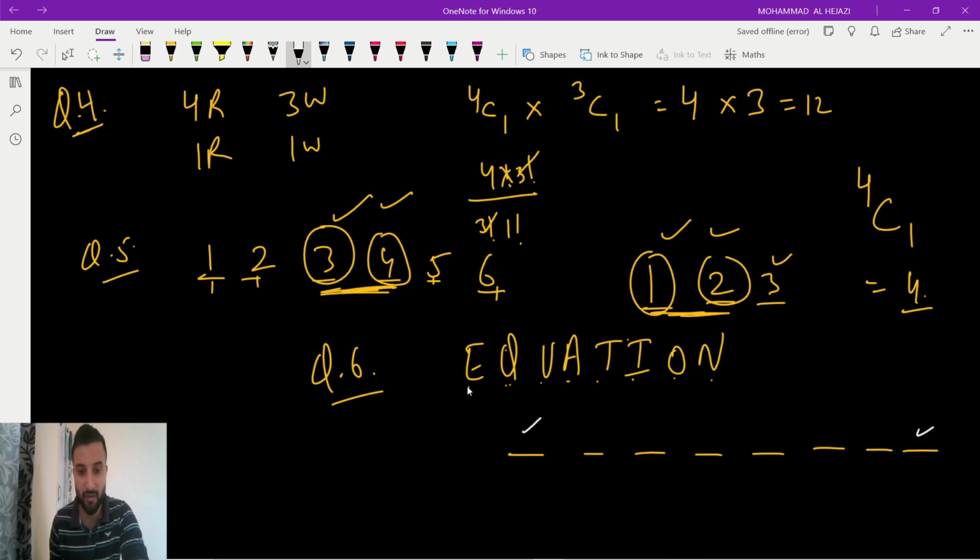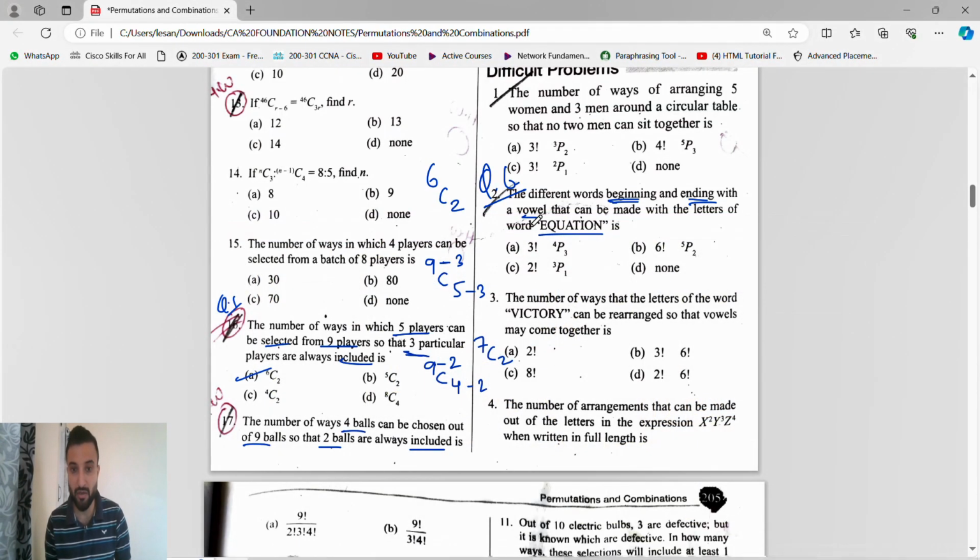So how many vowels are there? E, A, E, I, O, U, I, U... so A, E, I, O, U, 5 vowels are there, right? From 5 vowels, guys, see here the question is: the different words beginning and ending with a vowel that can be made with the letters of the word EQUATION.